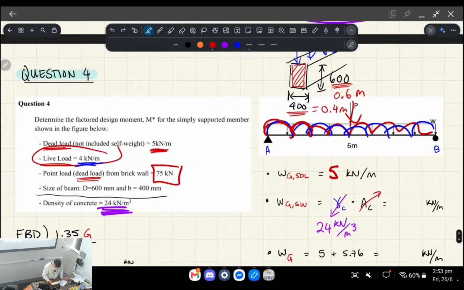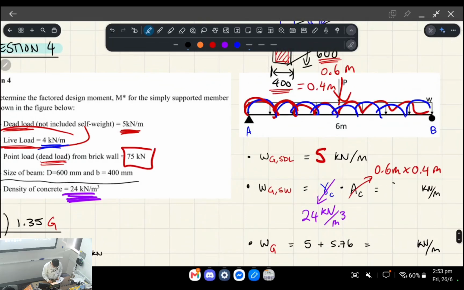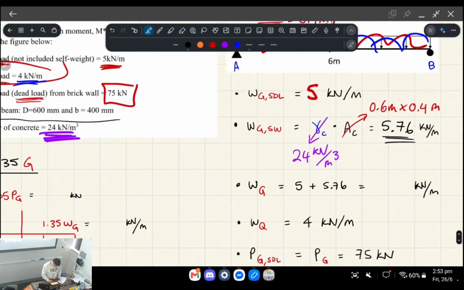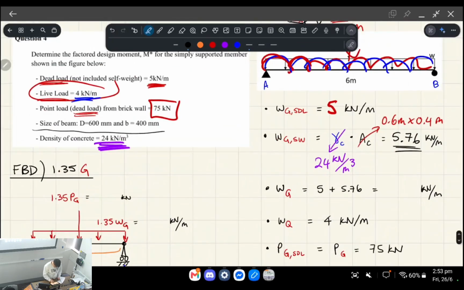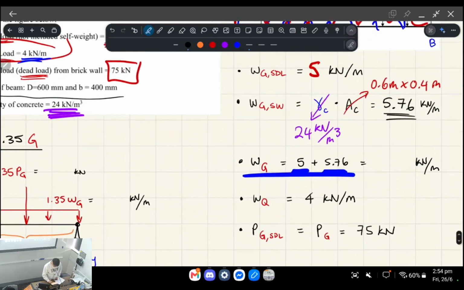So we're going to do 0.6 meters multiplied by 0.4 meters, right? Which is going to give us the cross-sectional area in meters squared. Okay, and then this will give us a uniformly distributed dead load of 5.76 kilonewtons per meter. Now, as I mentioned before, the dead load is equal to the SDL added onto the self-weight. So we can actually just add these two things together and we get 10.76 kilonewtons per meter.